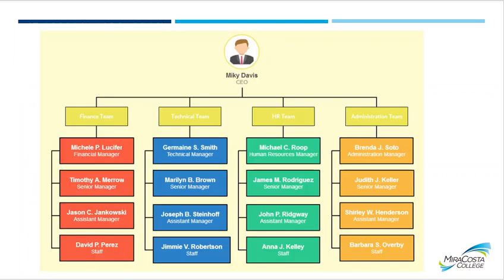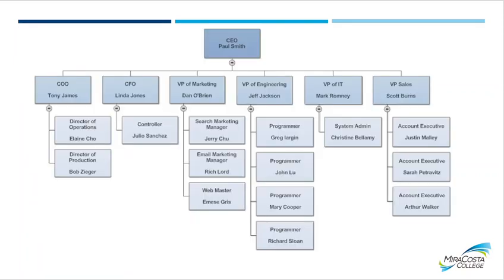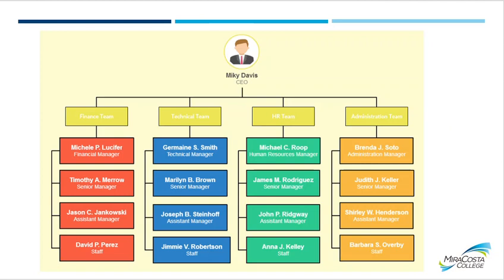So, organization charts. I have a couple different organization charts for those who may not be aware of what an organizational chart is. It kind of shows the status and roles of people. So it usually always starts with the CEO. And then we have different teams set up here. We have a finance team, technical team, HR, which is human resources team, and administrative team.